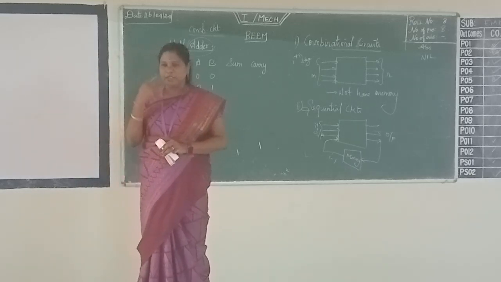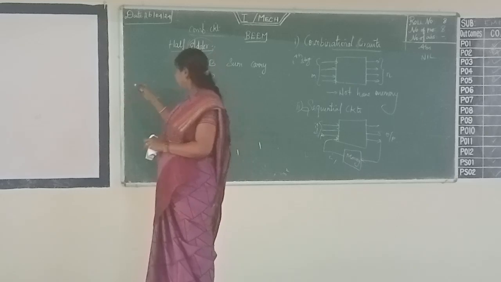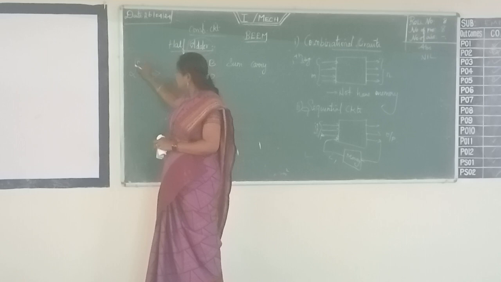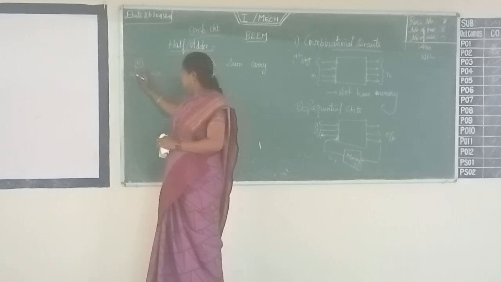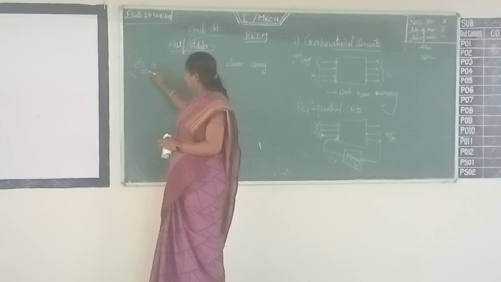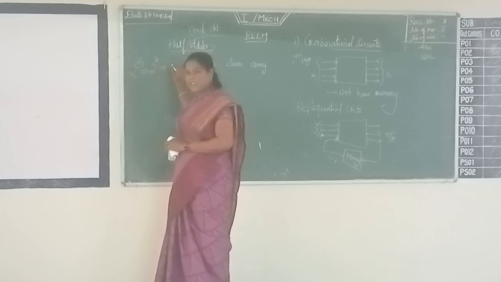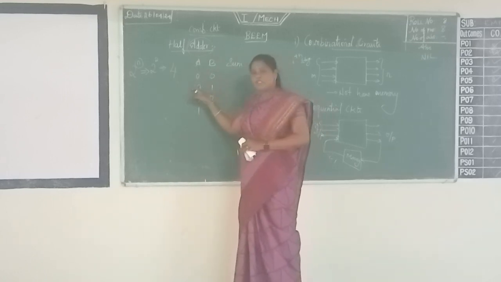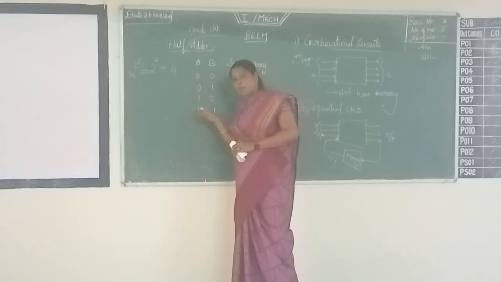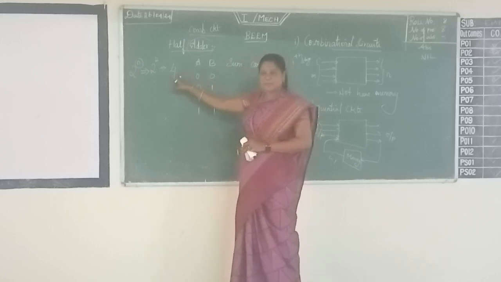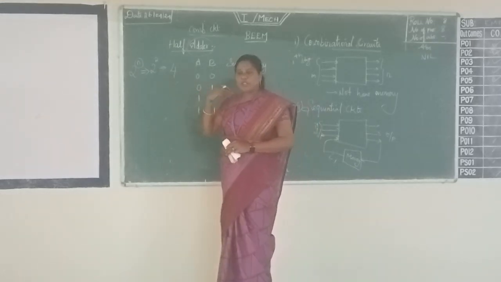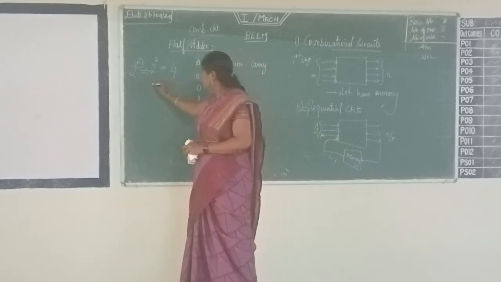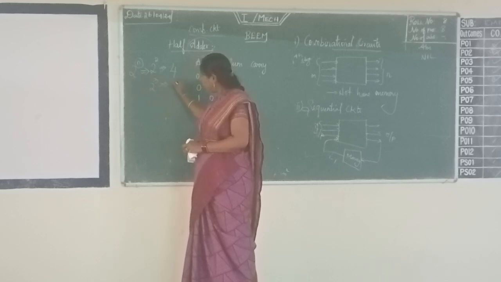2 power n, which is 2 power 2. With 2 inputs, how many combinations will there be? 2 power n, where n is the number of inputs. If n is 2, number of inputs is 2, it is 2 power 2. How many combinations do I have? 4 combinations. What are they? 0 0, 0 1, 1 0, 1 1 are the 4 different combinations. If n is equal to 3, which means the input is 3, how many combinations do I have? 8 combinations.